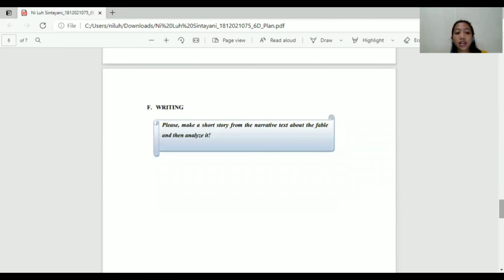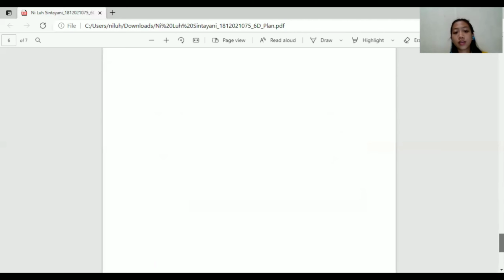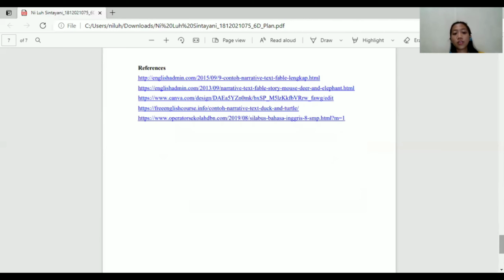And the last is writing. In this activity, I give the students an assignment, a students' assessment, so they can learn to write well and be able to analyze the stories created. And then these are the references.